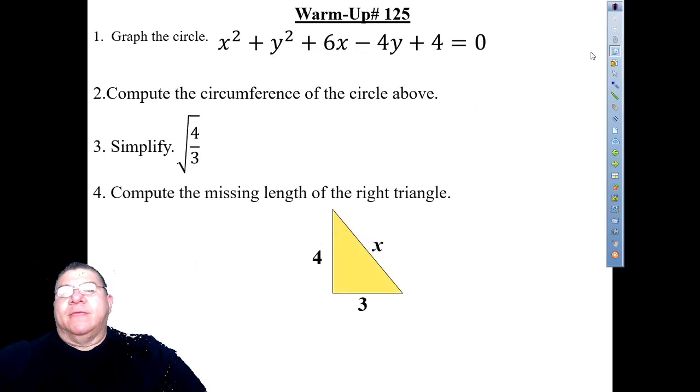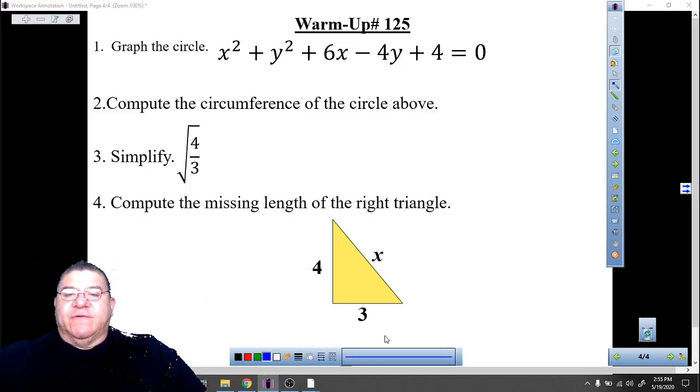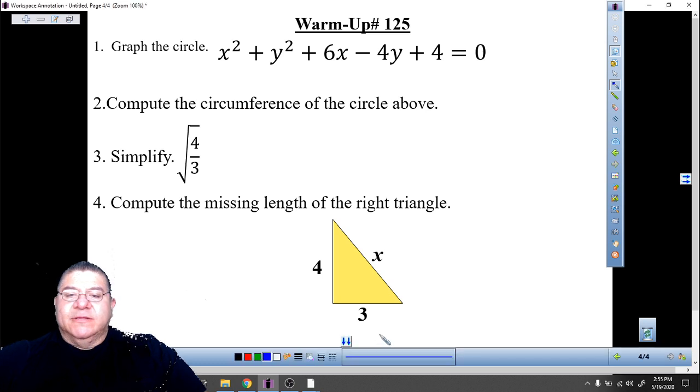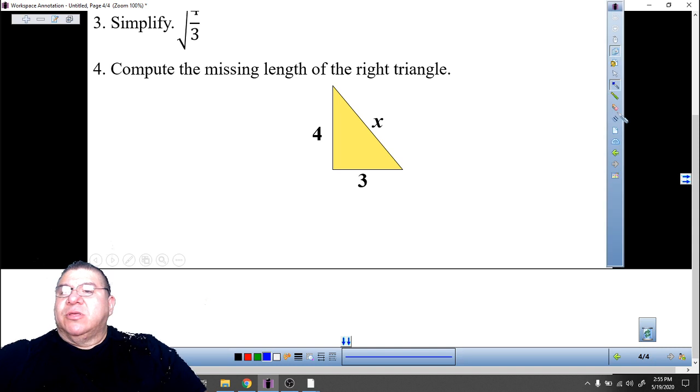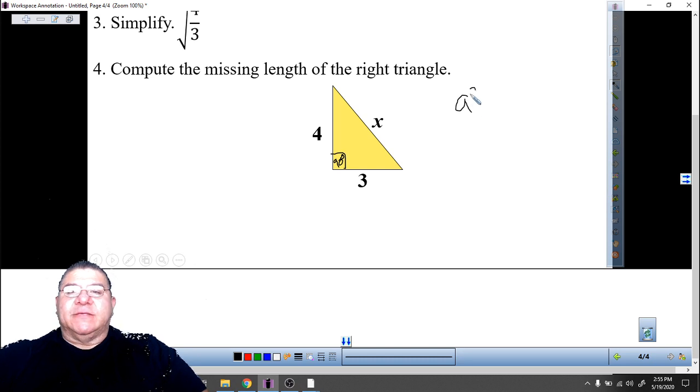Alright. And last but not least, compute the missing length of the right triangle. So this is taking you way back to middle school. It's a right triangle, so that means this is the 90 degree. If that's true, I can use the Pythagorean theorem: a squared plus b squared equals c squared.